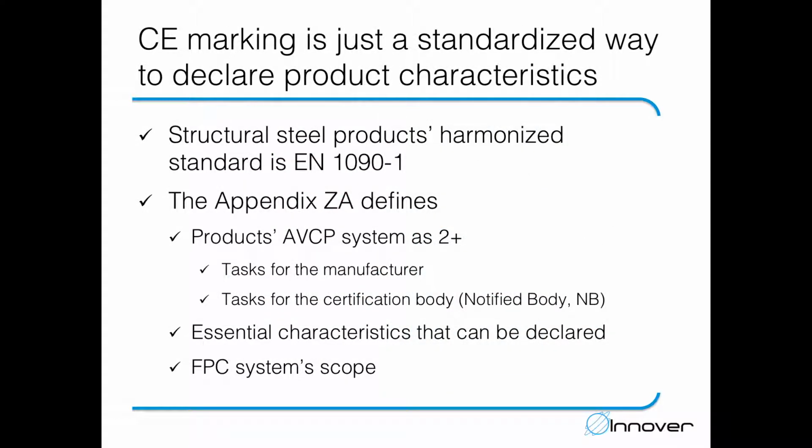So at this point, I think that's enough about the essential characteristics that can be declared. So in the last section, what we saw was what was meant with the CE marking of structural steel products in plain English, and then we took a little bit more detailed look at the manufacturing characteristics, or the characteristics that are based on the actual manufacturing process.